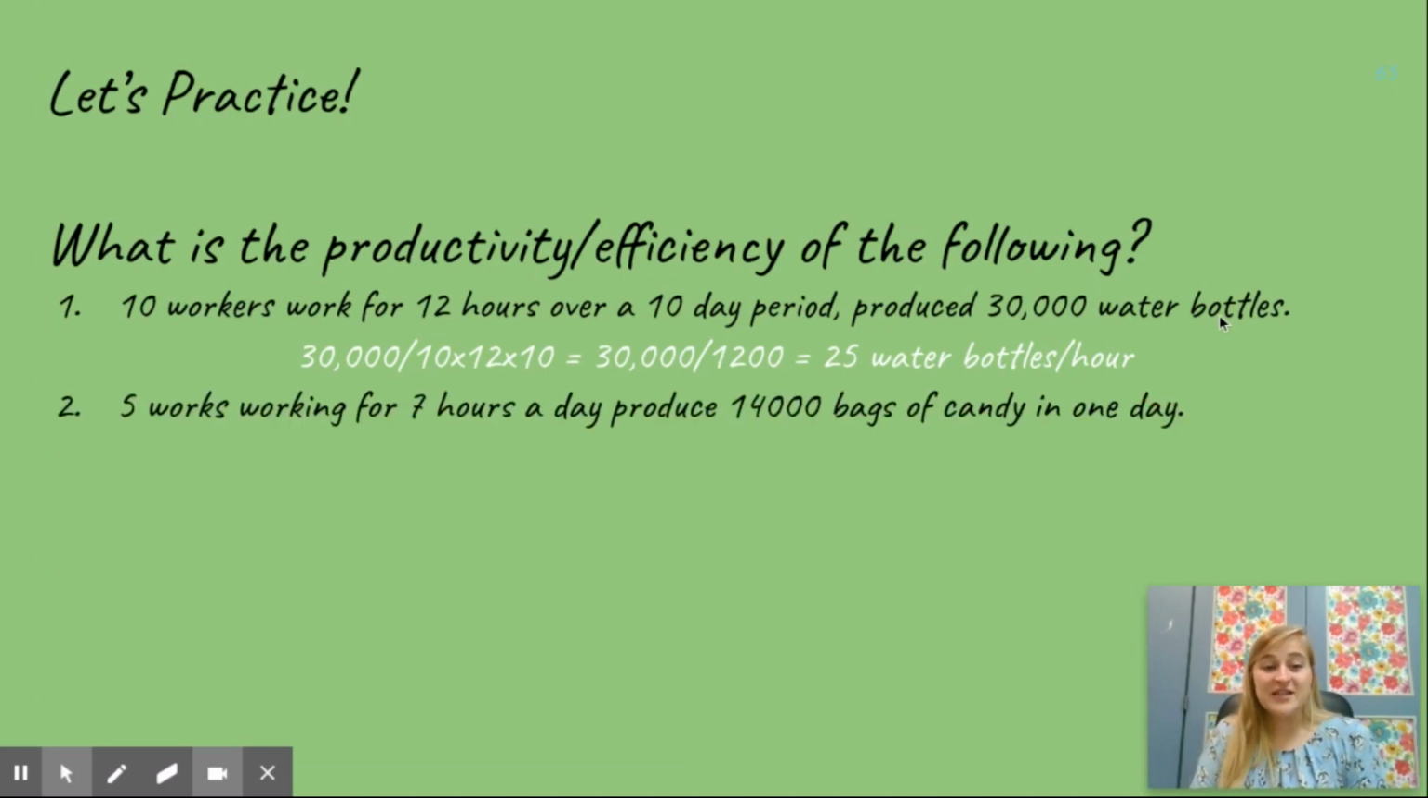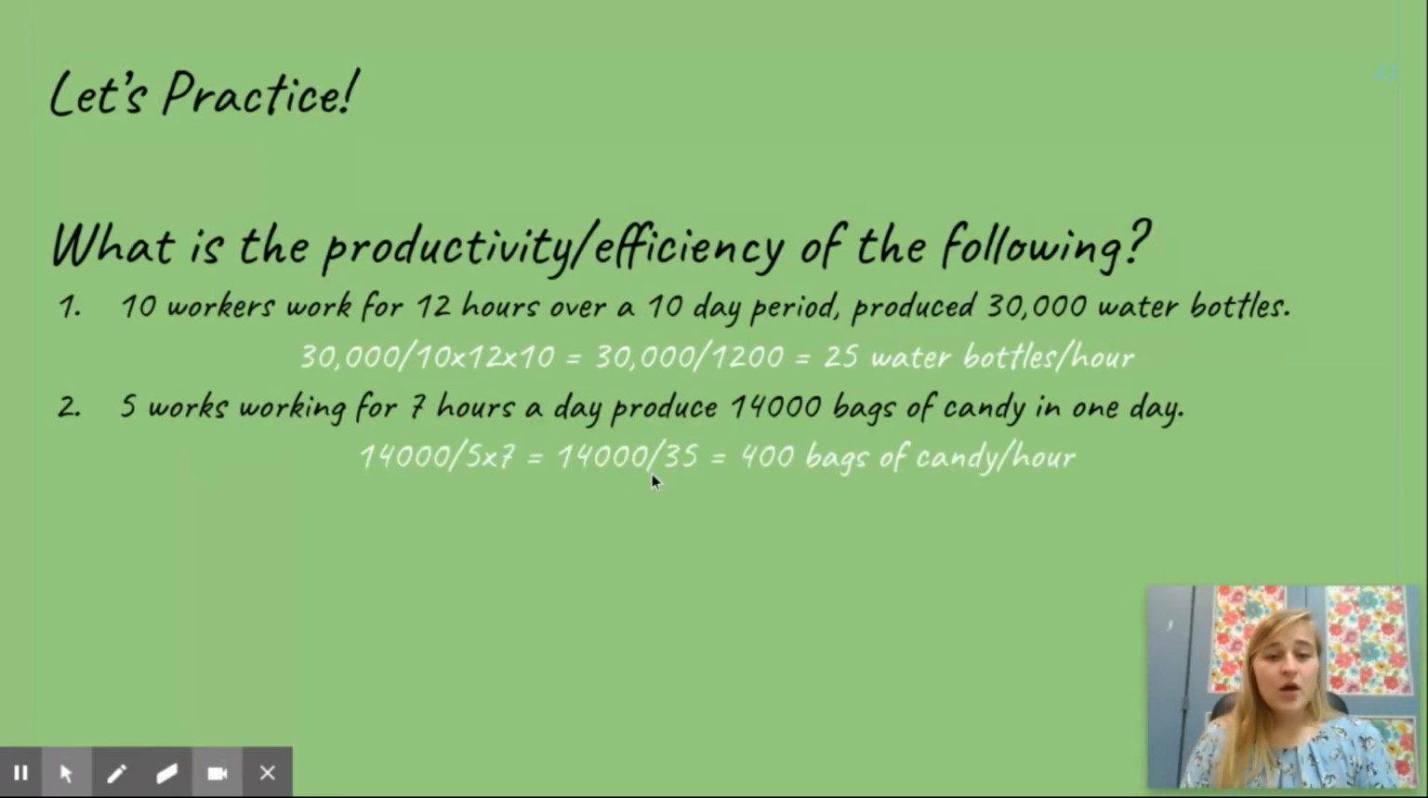All right, next one. 5 workers, sorry for that typo, working for 7 hours a day to produce 14,000 bags of candy. Okay? 5 workers, 7 hours a day, producing 14,000 bags of candy. And this is just in one day. So what are we going to do first? I want you to pause this video, try and do it by yourself right now. All right, let's look at the answer.